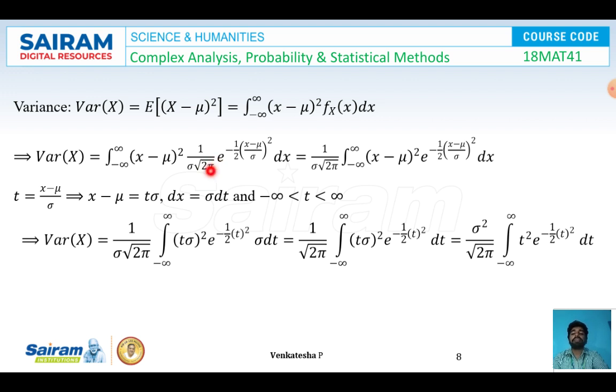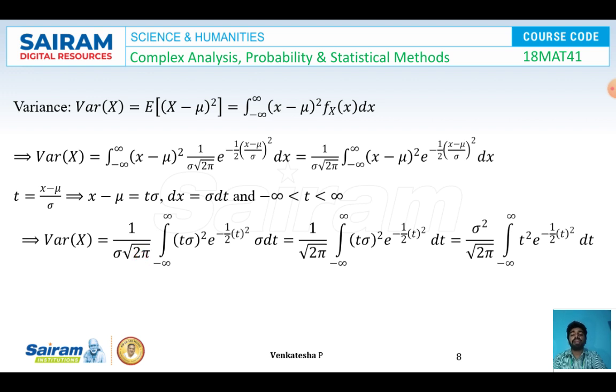The constant 1 by sigma square root of 2 pi I'm taking outside, integral minus infinity to plus infinity x minus mu whole square into e power minus 1 by 2 x minus mu by sigma whole square dx. So now I'll be replacing x minus mu by sigma with some variable t. So t is equal to x minus mu by sigma. It implies x minus mu is equal to t sigma. So we have to find the value of dx also. dx will be equal to sigma dt, with the range of t being minus infinity less than t less than infinity.